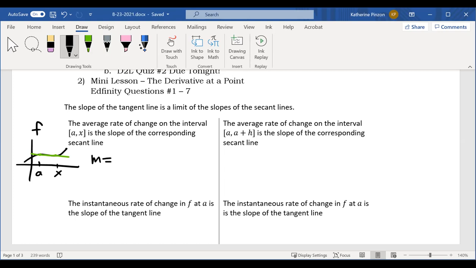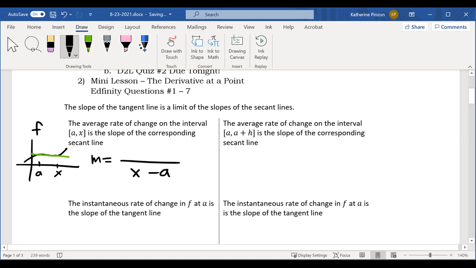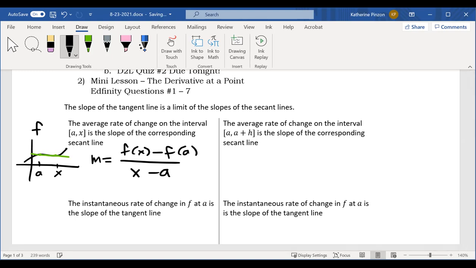Change in y over change in x. So the x values are a and x, so my denominator is going to look like x minus a. And the y values, how do you get the y values if you know the x values? Plug them into the function. So f of x minus f of a.